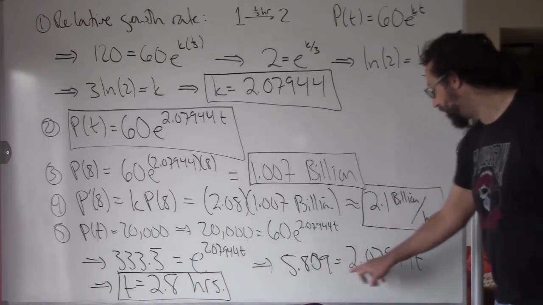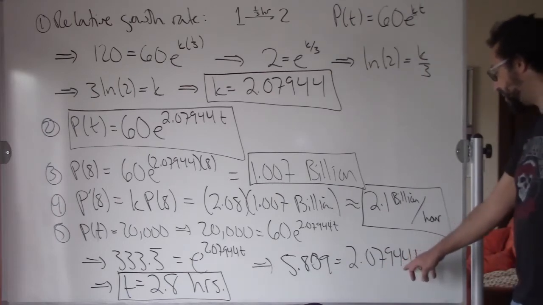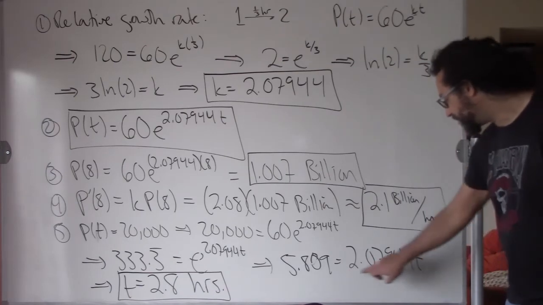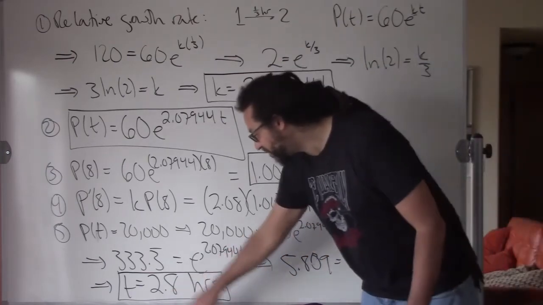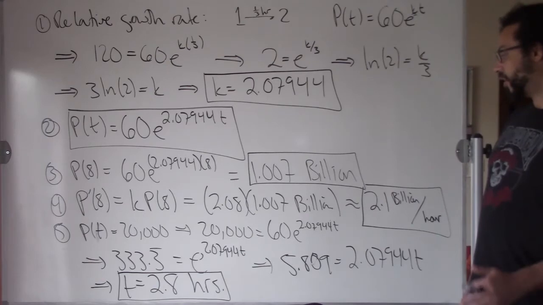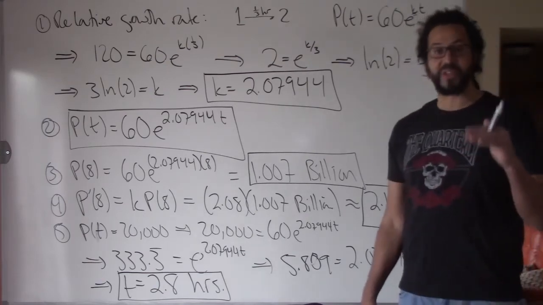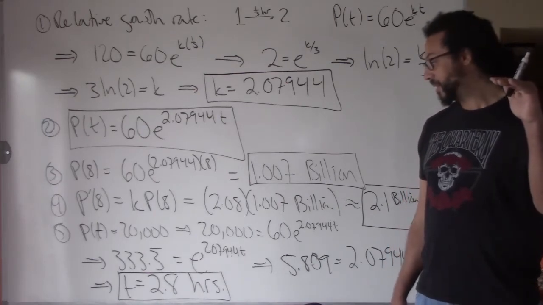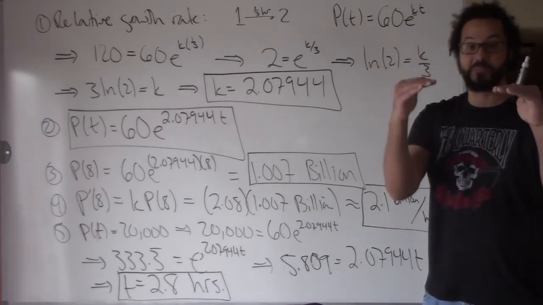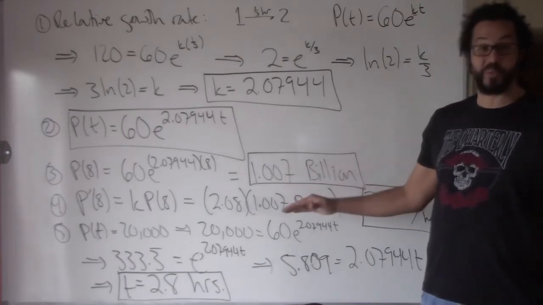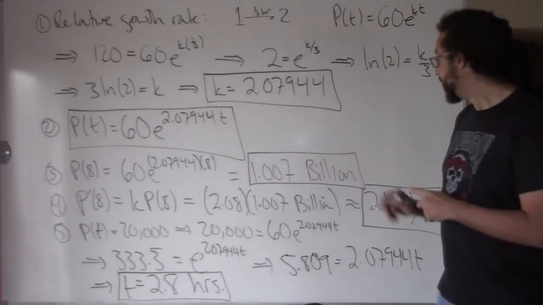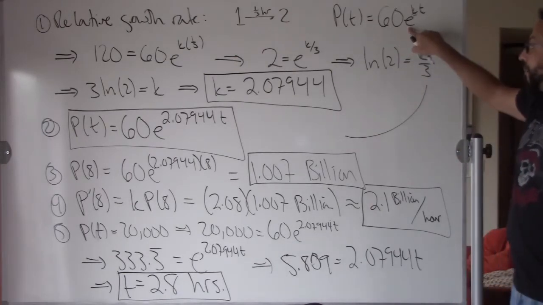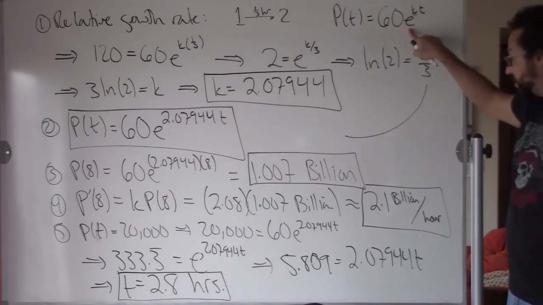So 5.809 is equal to 2.07944 T. Divide both sides by 2.07944, and you get that T is equal to 2.8 hours. So in the first roughly 3 hours, the population only grew to 20,000. But in the last 5 hours, it blew up to 1.007 billion. So you can see this thing is called exponential growth because the population grows exponentially, right?